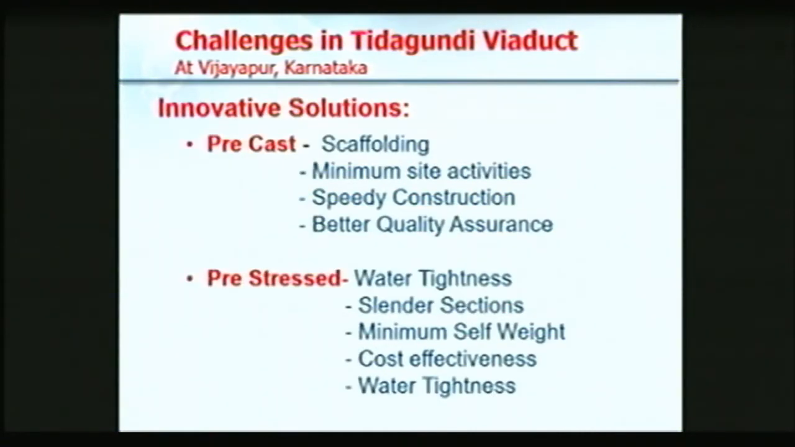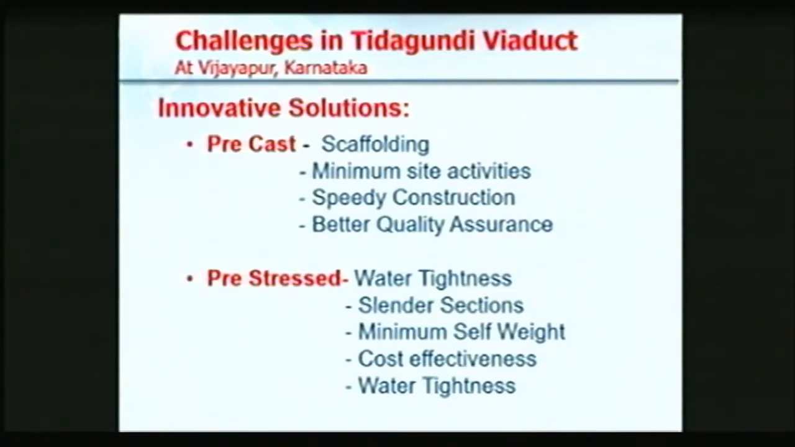How do you really solve the problem when the ground is varying, when time is a constraint, when quality is an issue? How do I address all these three issues? As Vivek Naik was saying in his inaugural address, he was talking about precast structures. One of the best solutions to save time is precast. So we resorted to available precast technology for the superstructure.